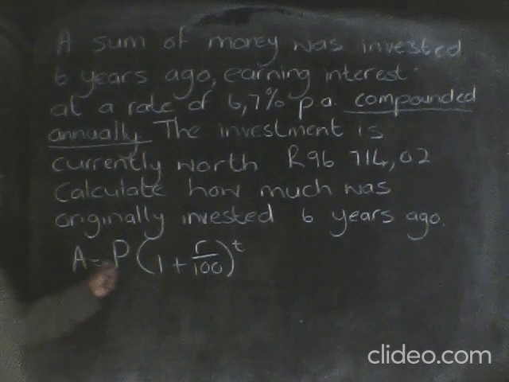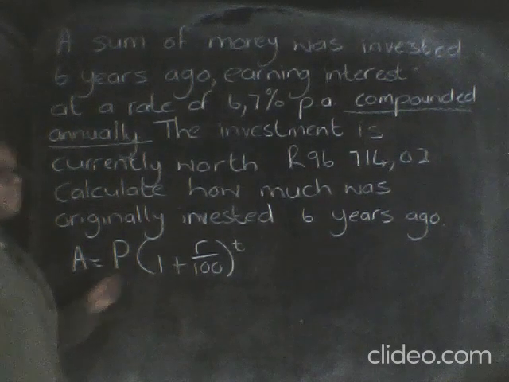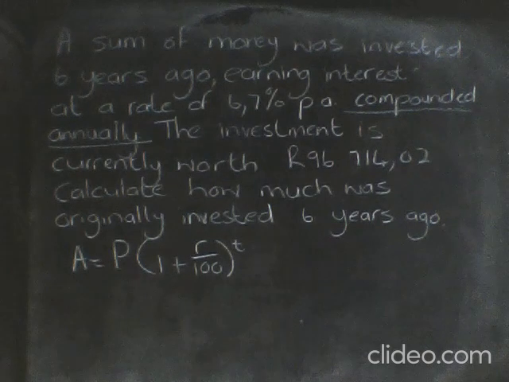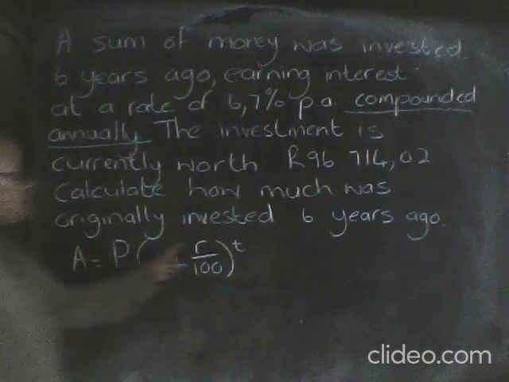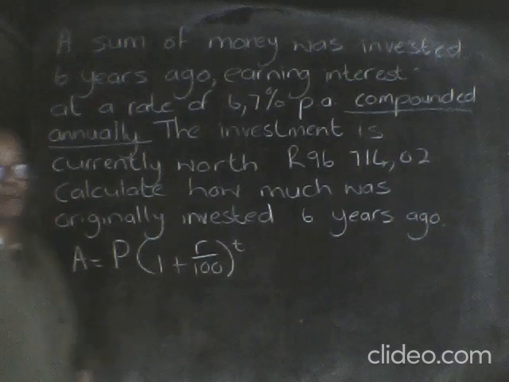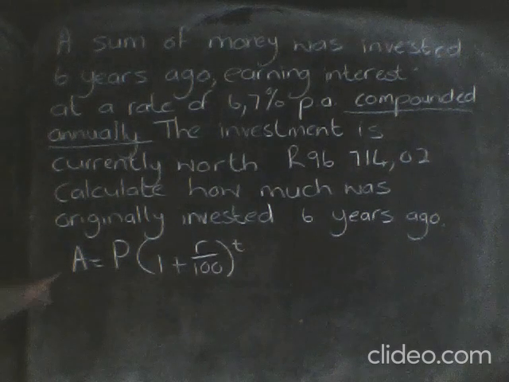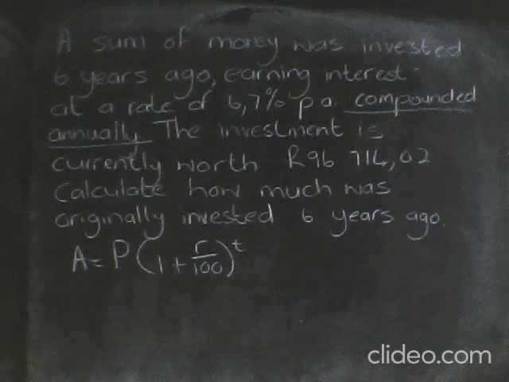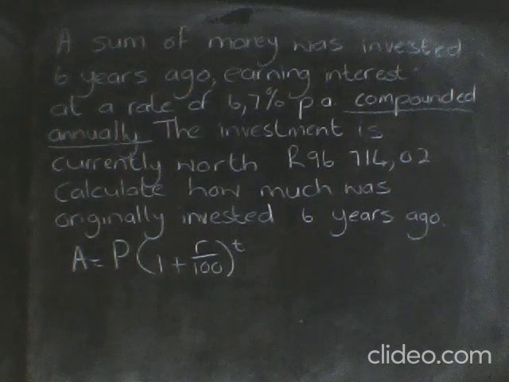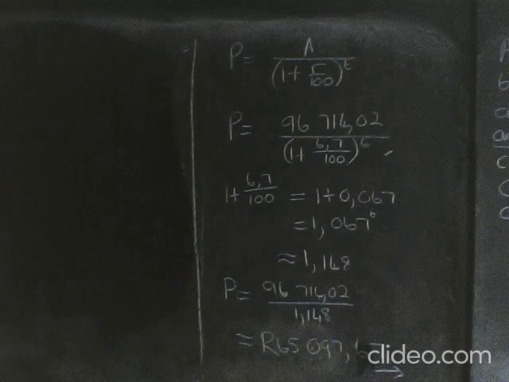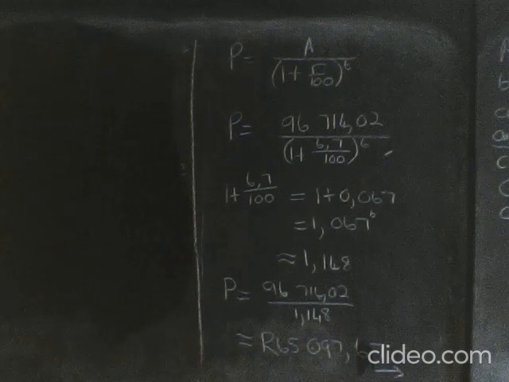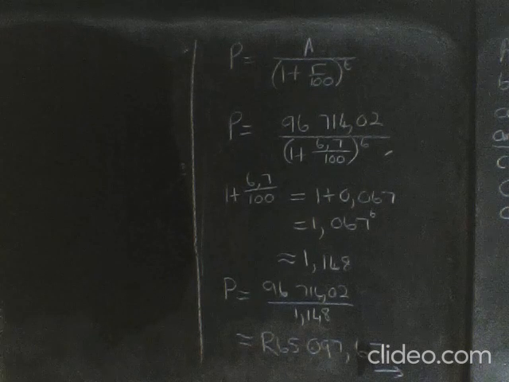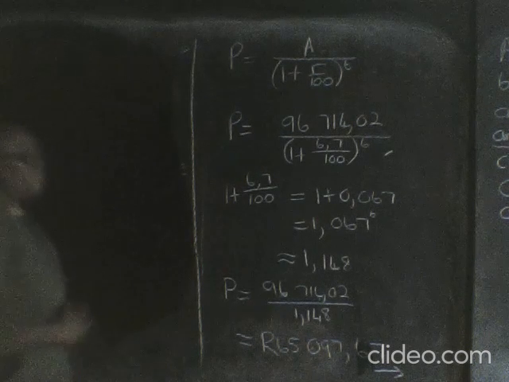Right, we need to get the value of P, and P was the initial amount invested. R is the rate and T is the term. But because we aren't looking for A, we will need to rewrite our formula so that we can calculate the initial amount invested. Let's have a look at that. So I said we need to rewrite the equation because we want the initial amount invested and we don't want the final amount, right?